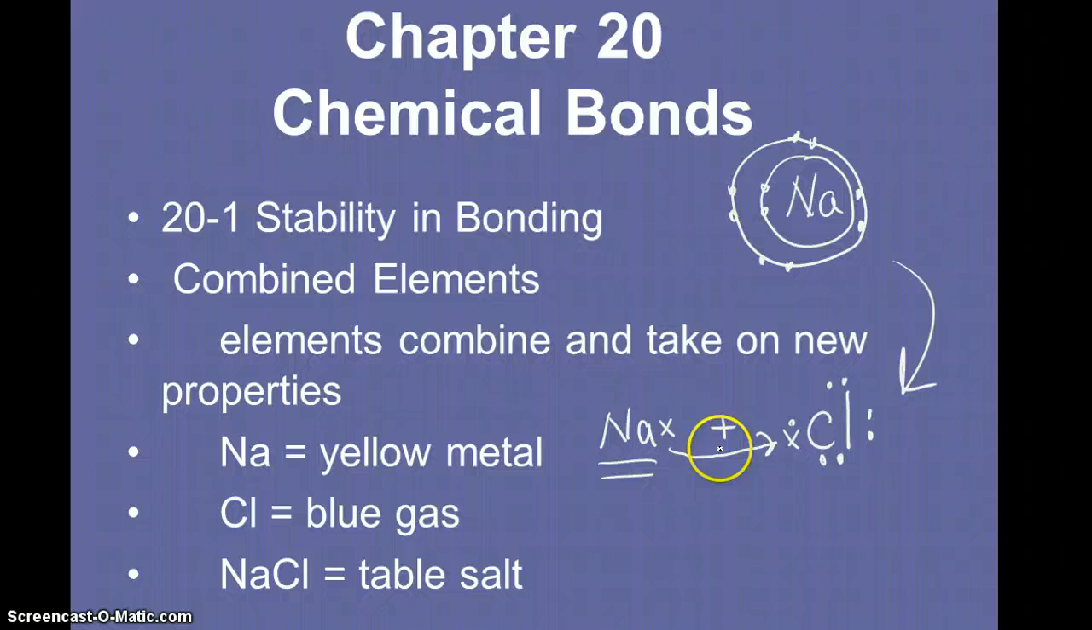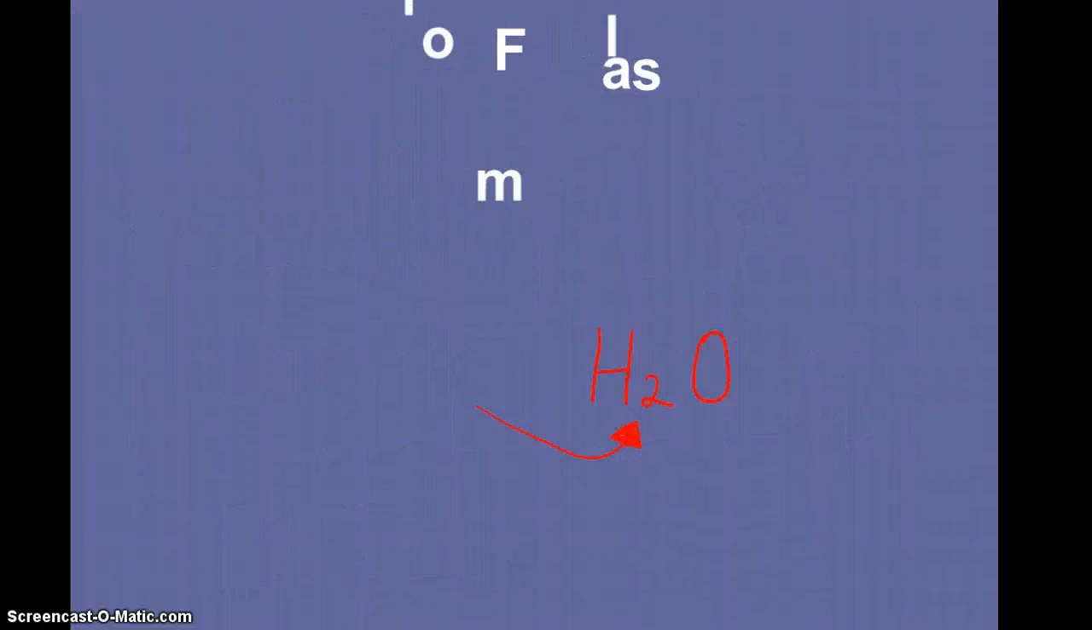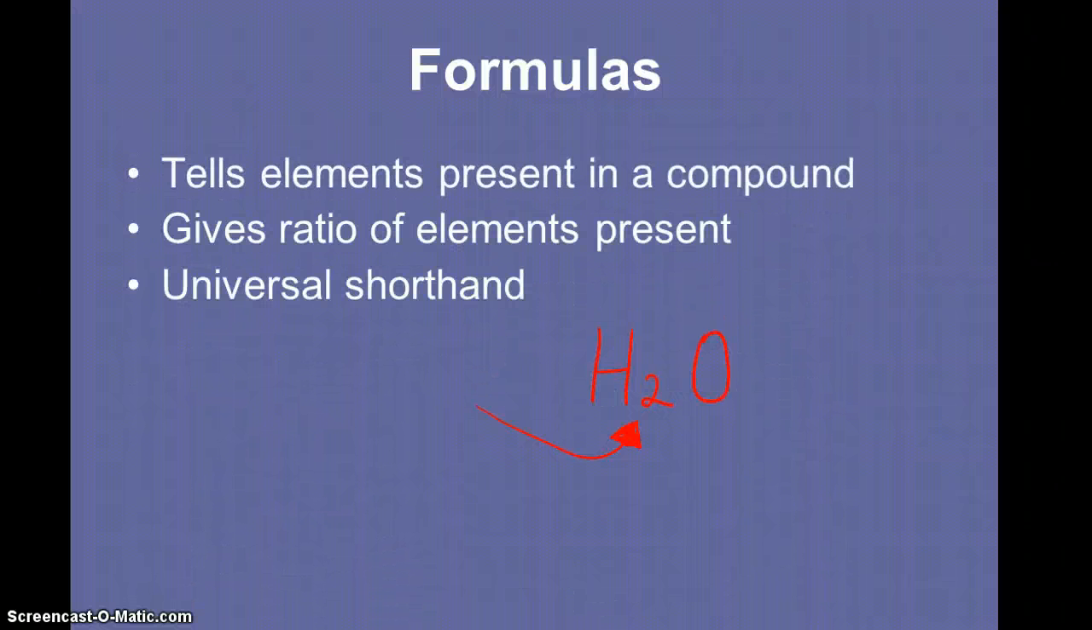Sodium has lost its outermost electron, from its outermost energy level, to chlorine, combining to make sodium chloride. Actually, a brand new compound. We eat that. You would not eat sodium by itself. You would not eat chlorine by itself. So what we're going to talk about here briefly is chemical formulas.